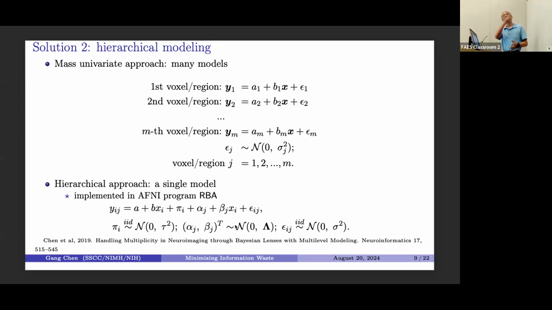So that's why we can adopt what is called a hierarchical approach. As I already showed you previously, we assume that across different brain regions and voxels, values should follow some centralized distribution. We can take advantage of that. So don't pretend all those voxels and brain regions are isolated, disconnected from each other.